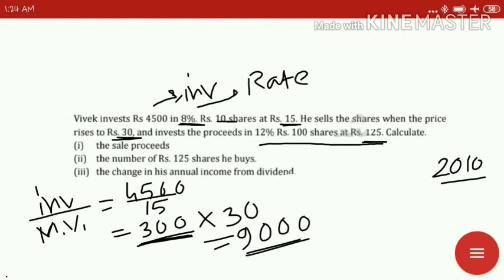Now this 9000 he has invested in the second investment, where the face value is 100 and the market value is 125. Now you have to calculate the number of shares he buys at rupees 125. For the second answer you have to divide this 9000 again. You know the formula that investment equals number of shares into market value. So from that formula you can easily find the number of shares, that is, investment divided by the market value.